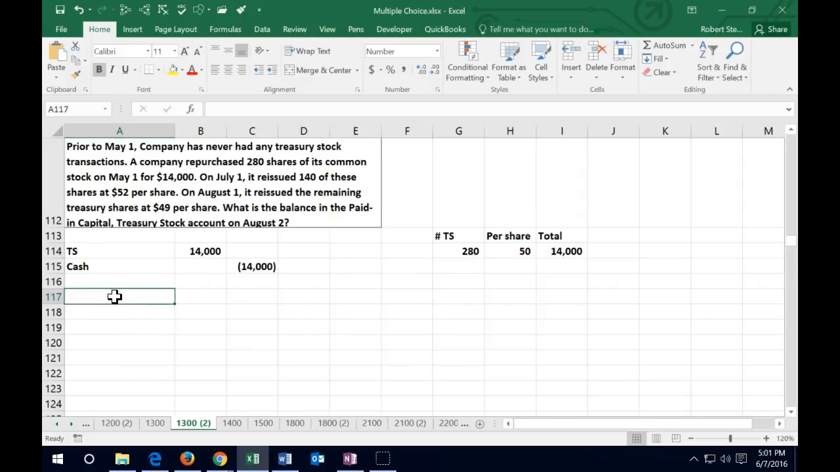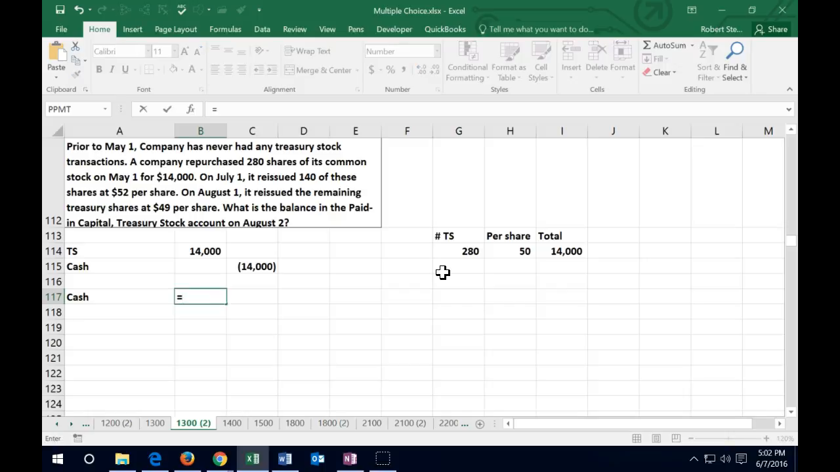So the next thing that happens, on July 1st, we reissued 140. So we resold our treasury stock, which we purchased, and now we're putting it back on the market. We're going to get cash for that sale. We sold it for 52, even though we bought it for 50. So we kind of have a gain, but since it's on our own stock, it's all going to be in the equity section. We're not going to put a gain to it.